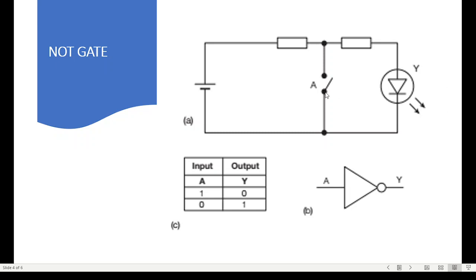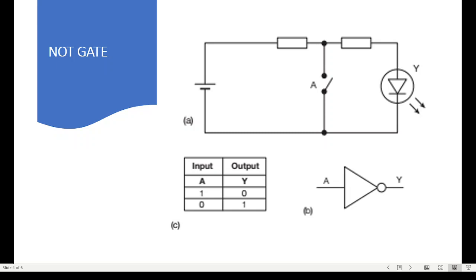Now if I turn on the switch, if switch A is on, what you'll notice is that the electric current will move this way, and nothing will reach the lamp. Hence, if A is closed, then nothing will reach Y. Now if I open it, the current will take this path. So Y will be on, which is 1, while A is at 0.